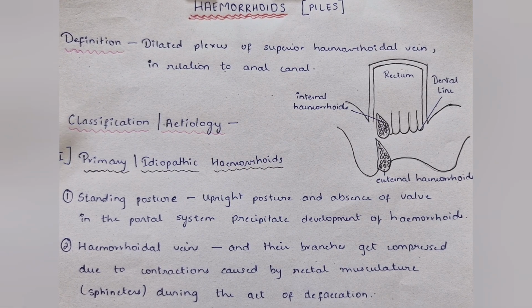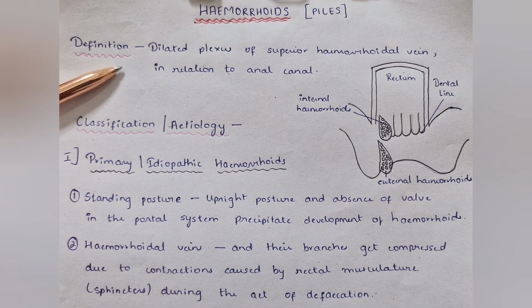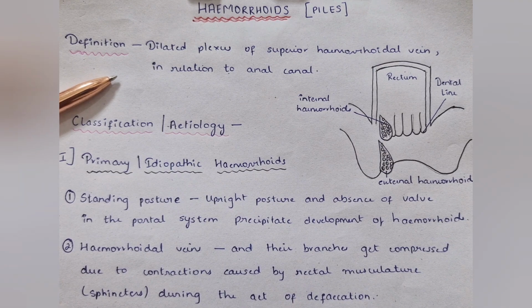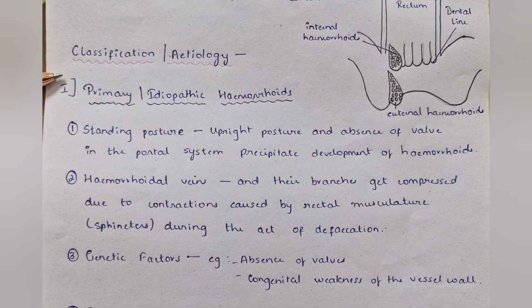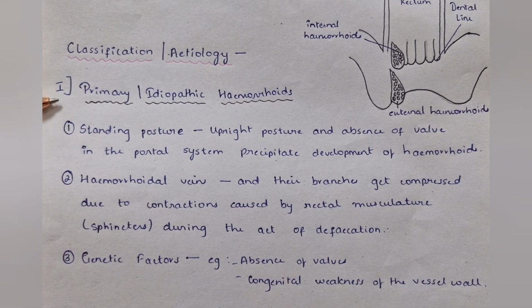Hemorrhoids, also called piles. Hemorrhoids are dilated plexus of superior hemorrhoidal vein in relation to the anal canal. Classification or etiology of hemorrhoids. The first one is primary or idiopathic hemorrhoids.